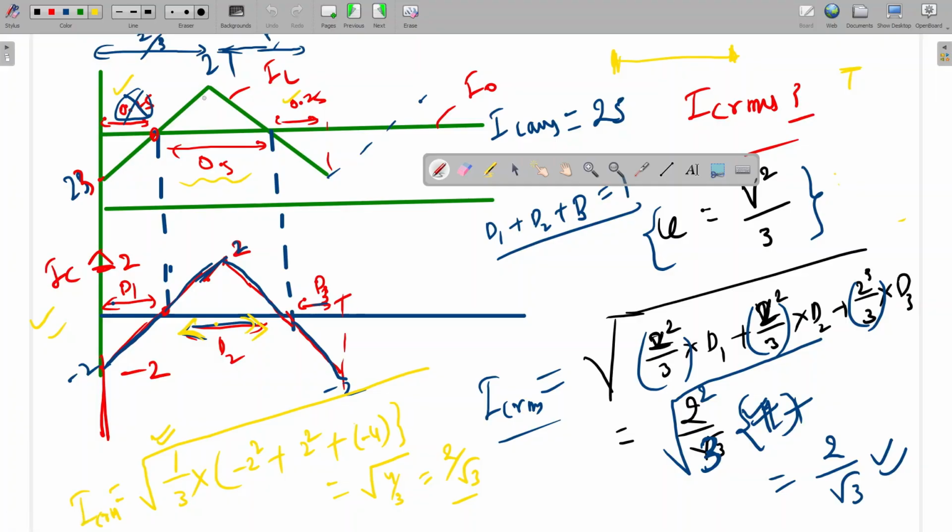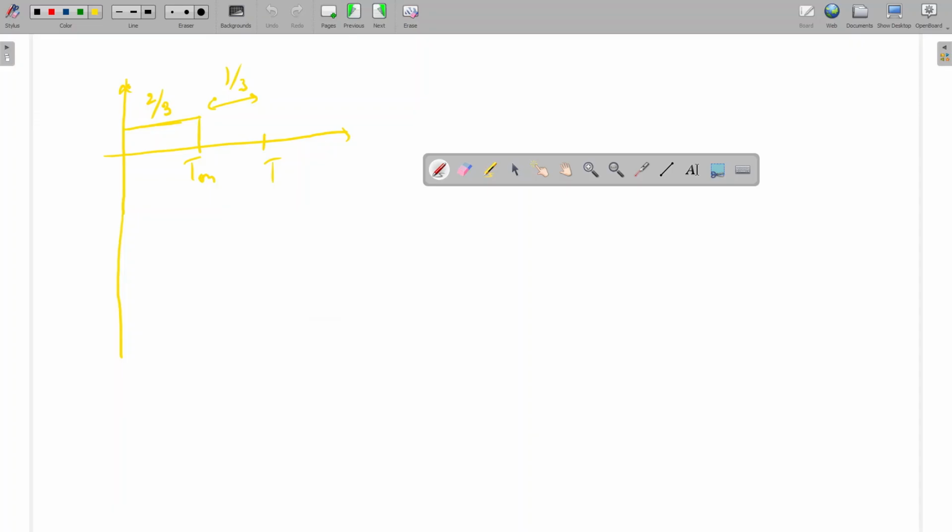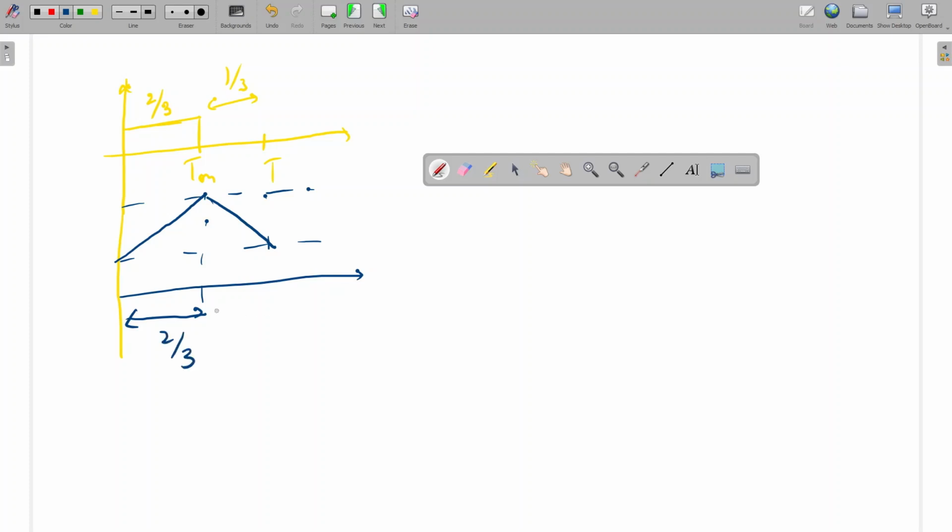Charging and discharging time should not be equal, because charging time is 2 by 3 of the duration and discharging is 1 by 3. So if I draw the inductor current, during T on it will go from here to here. This will be large, and this is the on time. Here this is discharging, so it will be small. Here to here is 2 by 3, and here to here is 1 by 3.